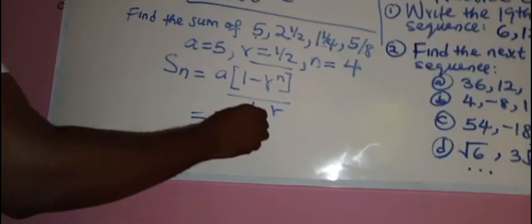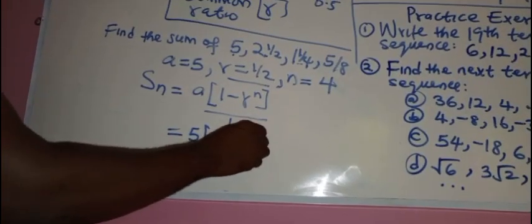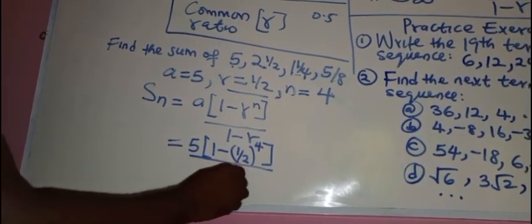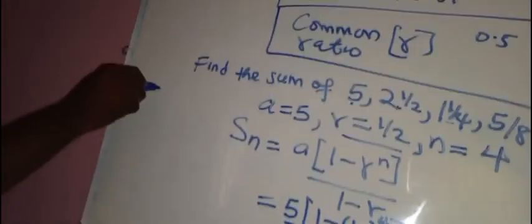Now, let's substitute. Our A is 5, times 1 minus R, which is half, raised to power 4. N is 4. Close the bracket. Over 1 minus half. Now, let's come here. This one is equal to 5.